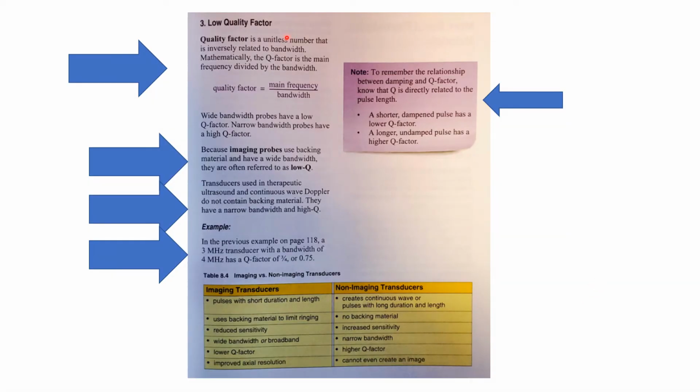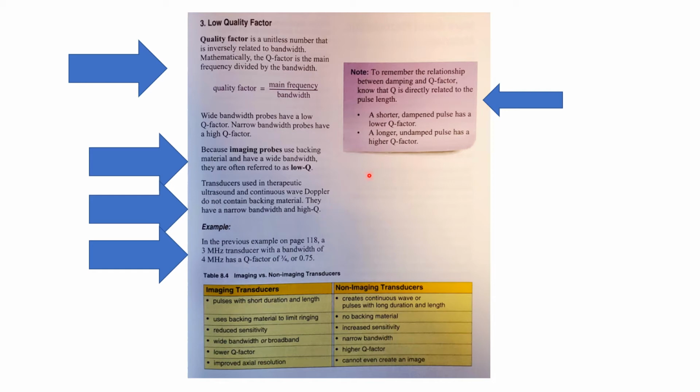There's also a term that is used in your trade called quality factor. The quality factor is the main frequency divided by the bandwidth. Wide bandwidth probes, that means the denominator gets bigger, have low Q, whereas narrow bandwidth probes have high Q factor. So imaging probes tend to have low Q, and therapeutic or continuous wave Dopplers don't contain a backing at all, and that means they are high Q.